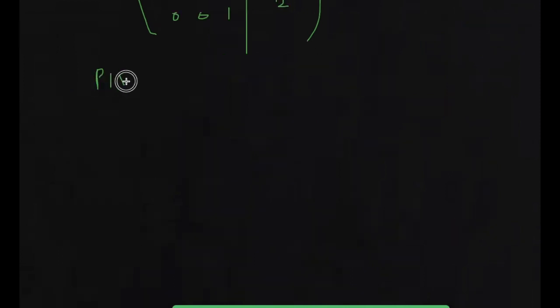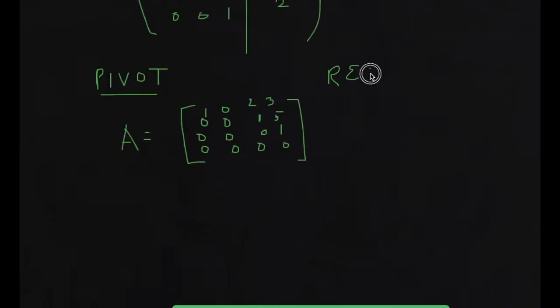Next, let's talk about the pivot of a matrix. So let's say we have a matrix A. This is a matrix in row echelon form. A pivot is the first value in each row that is not a 0.